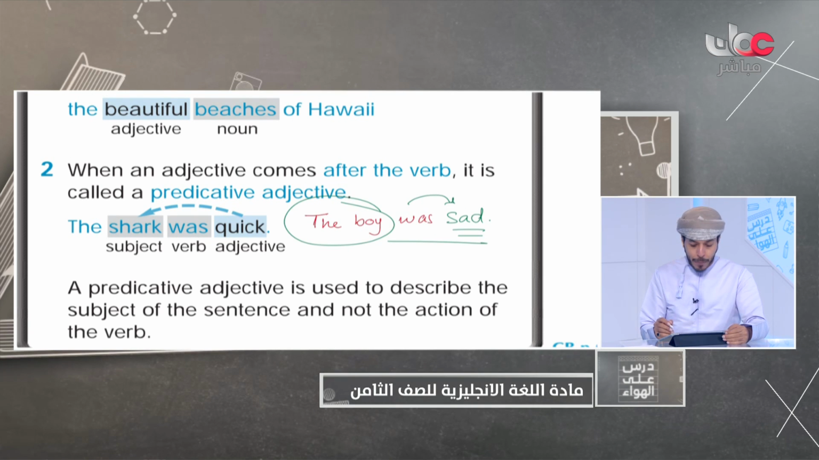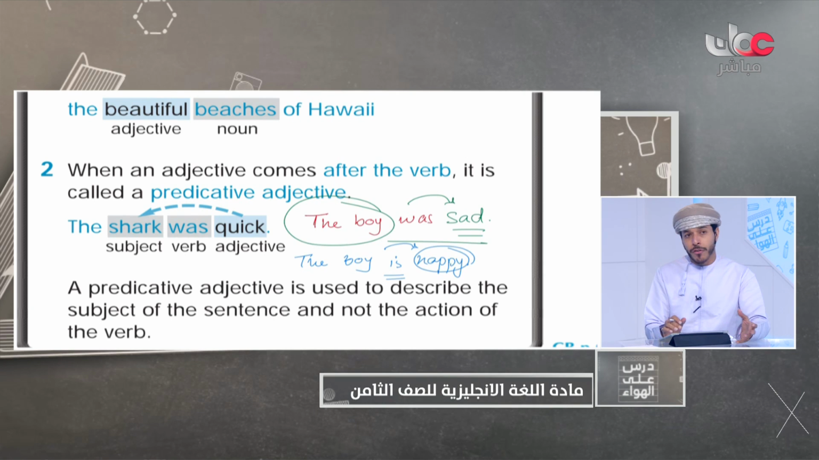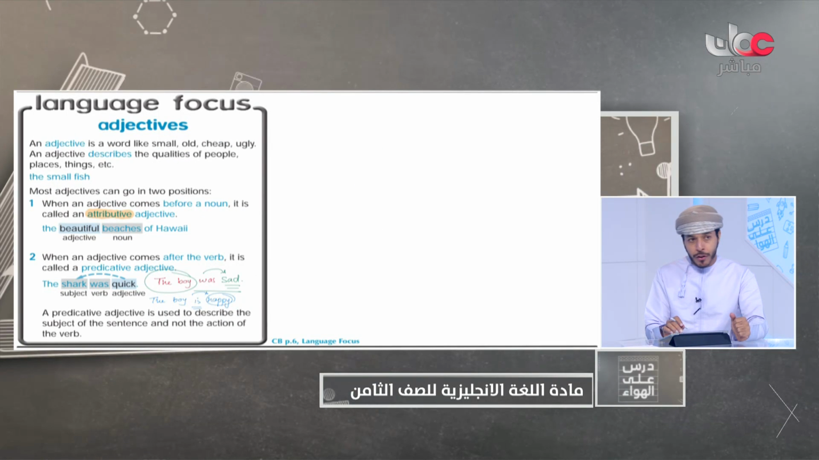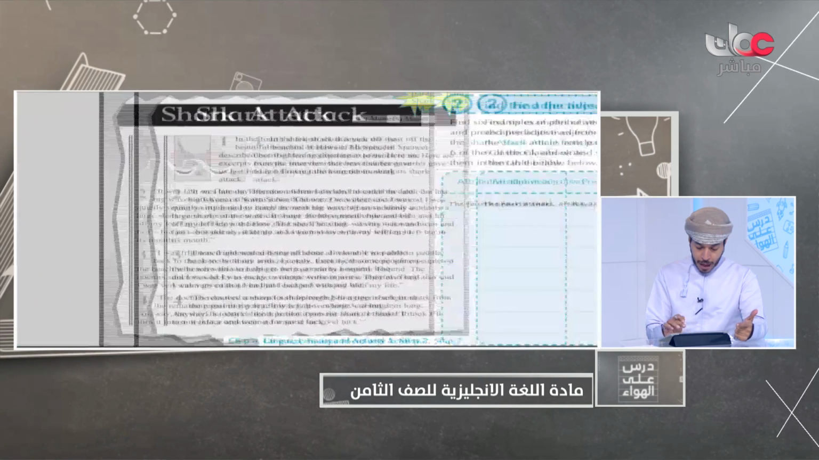Good, because he was sad. But I think he is happy now. Now, the same boy, the boy is happy. So this one is a predictive adjective, happy. Why? Because it comes after the verb. After the verb is. Good? So this is how we differentiate between attributive adjectives and predictive adjectives. But they both describe nouns. Good, guys? Are you ready for the next activity to differentiate between predictive and attributive adjectives?